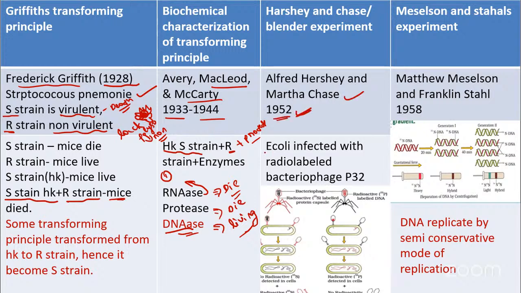Then again, Alfred Hershey and Martha Chase conducted the experiment in the year 1952, also very, very important. Hershey and Chase took E. coli bacteria and infected it with radiolabeled bacteriophage. Here you can see the bacteriophage DNA is labeled with P32 and the protein coat is labeled with S35. This is important: DNA with P32 and protein with S35.